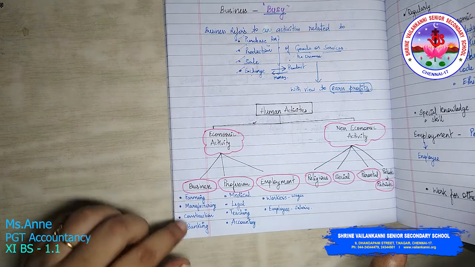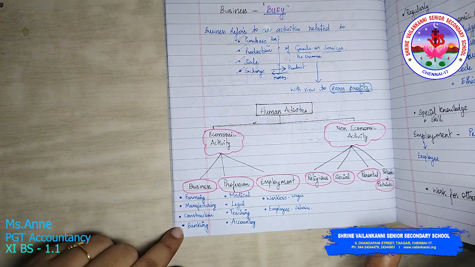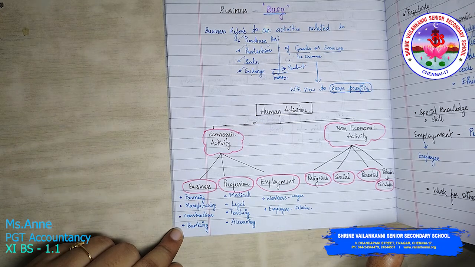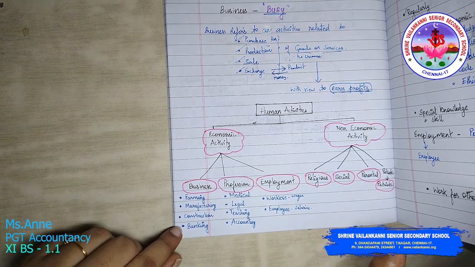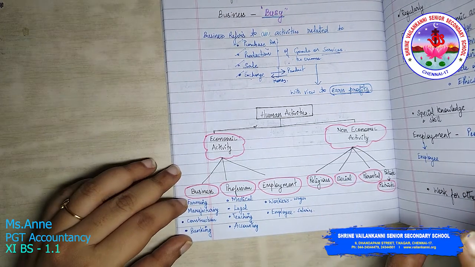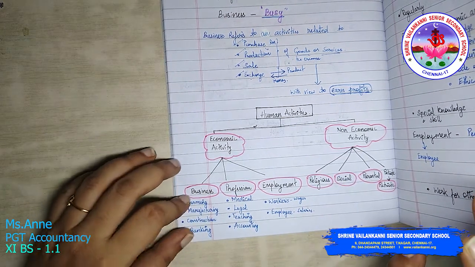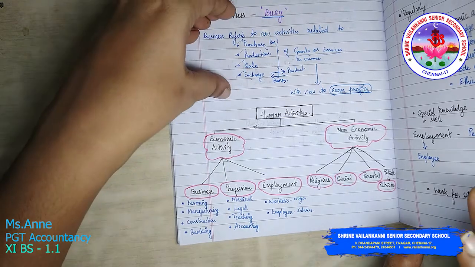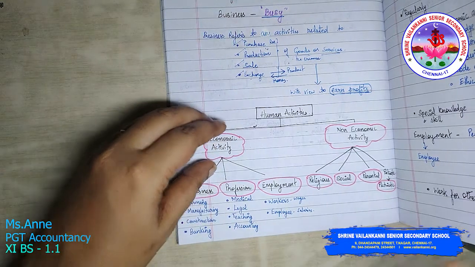There are some service sectors also. Hotels and hotel management and all those things are called service sectors. Insurance and all these things are service sectors. So business consists of all these elements. So we have understood what is business, and it is an economic activity.